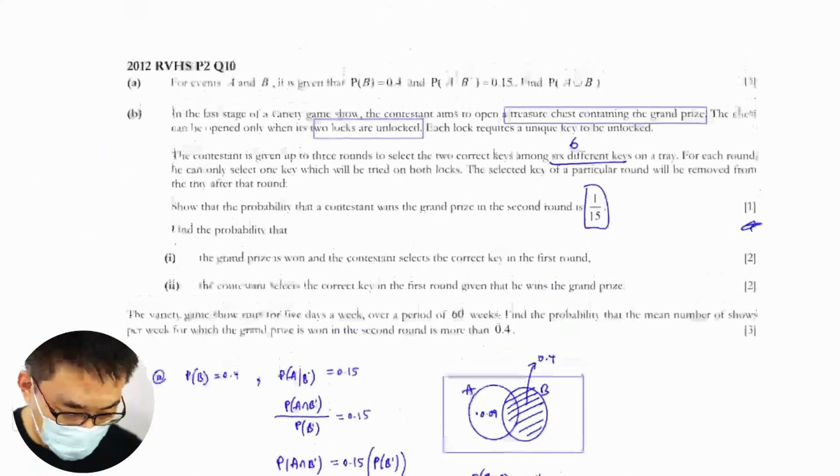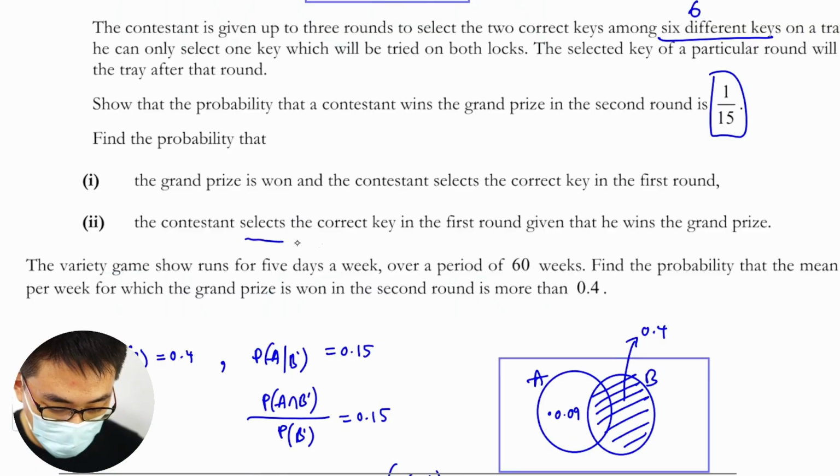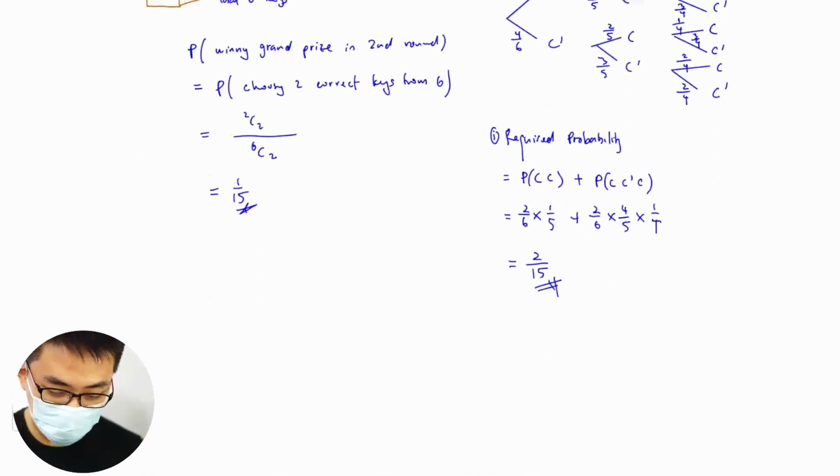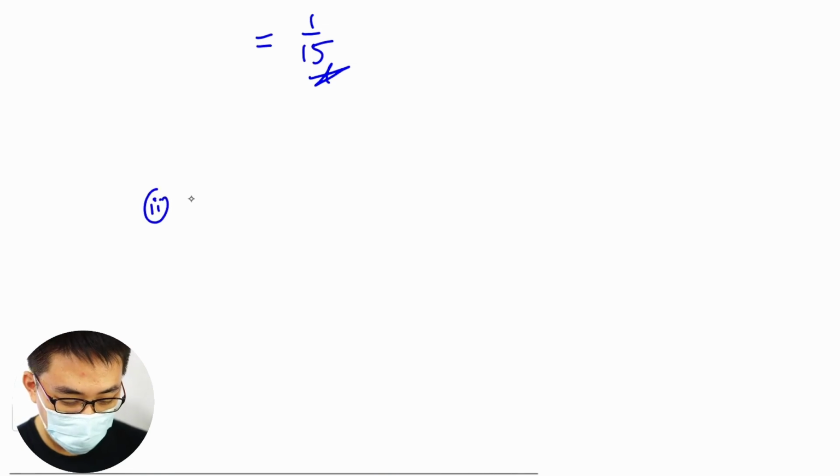Part 2 is we want to find the probability that the contestant selects the correct key in the first round given that he wins the grand prize. So part 2, the required probability.